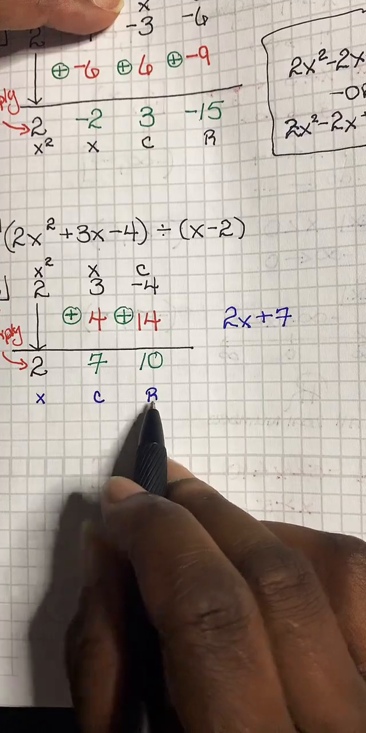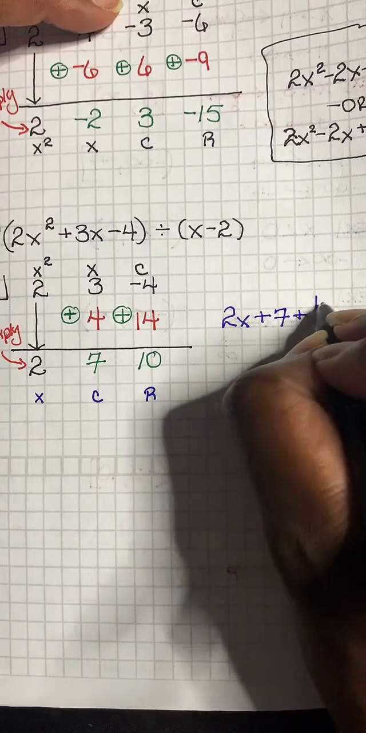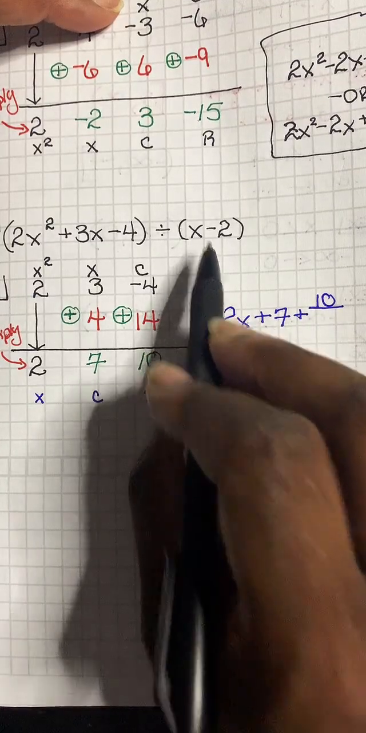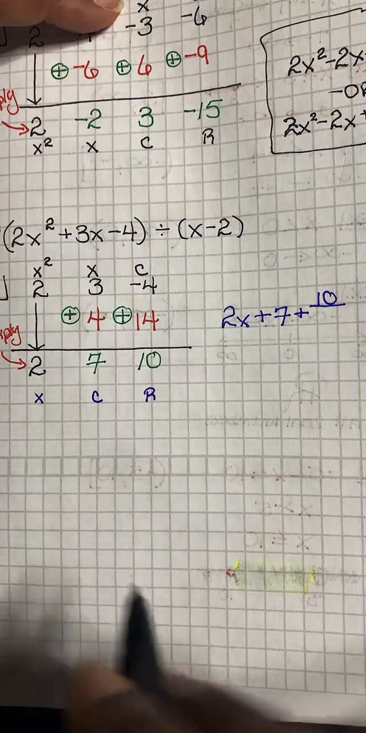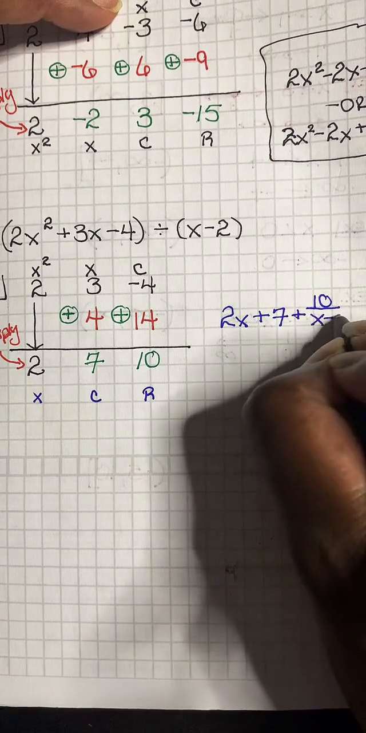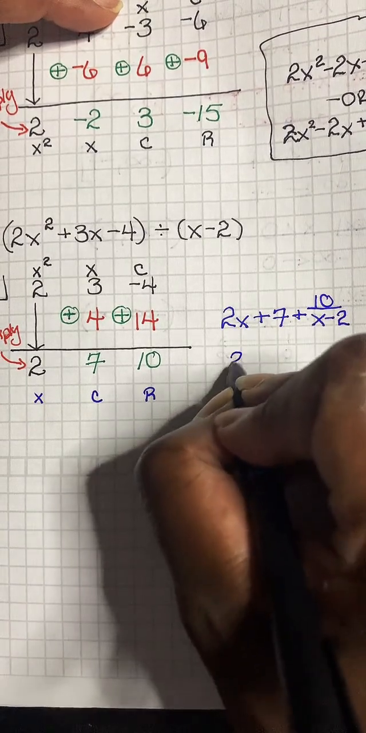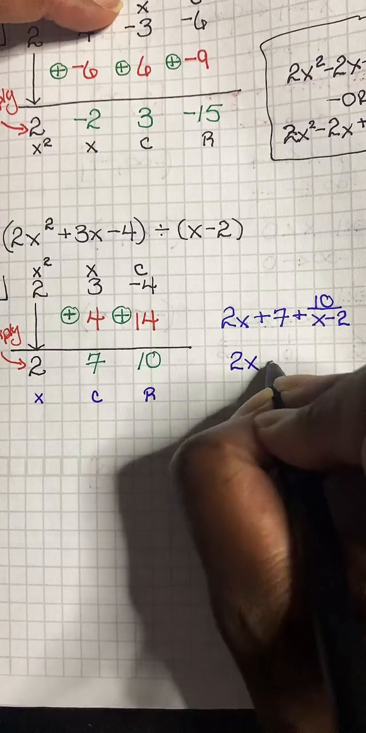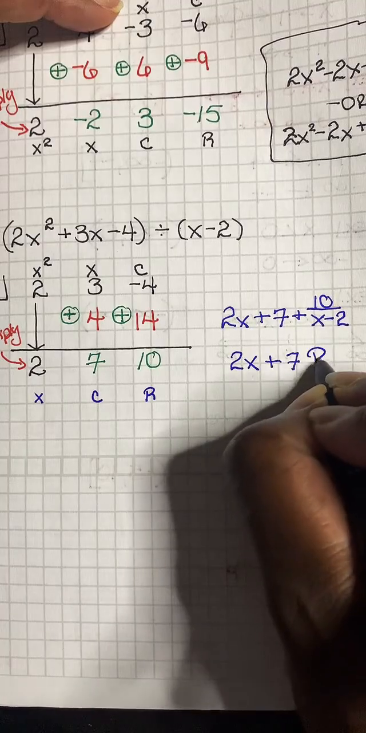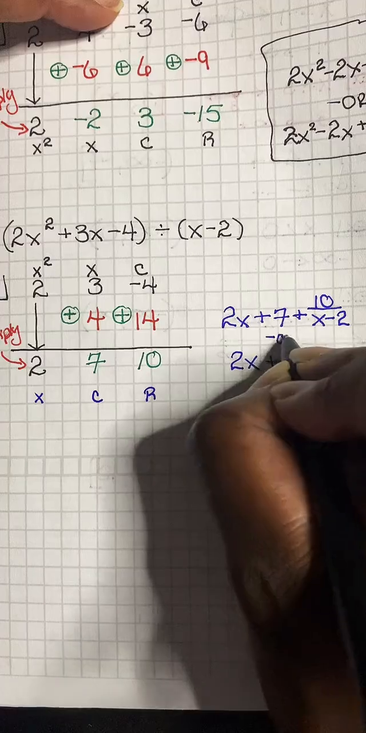And that remainder, and I think I saw Kaden did this, have my 10 over my original divisor, which is x minus 2. Or, I've seen people do this, 2x plus 7 with the capital R and 10. And I'm just going to write the word or.